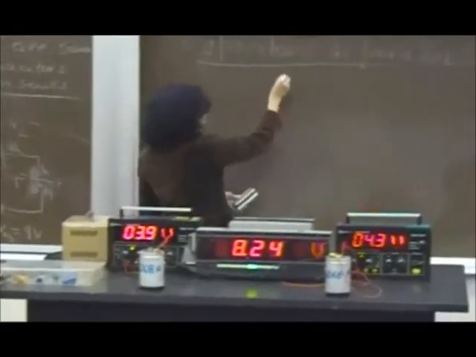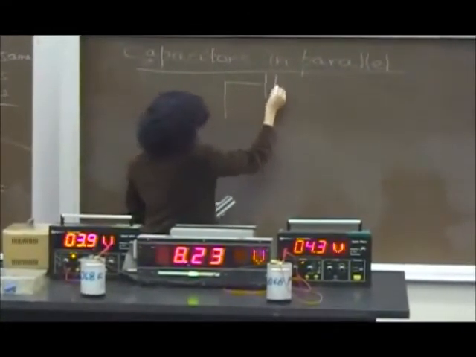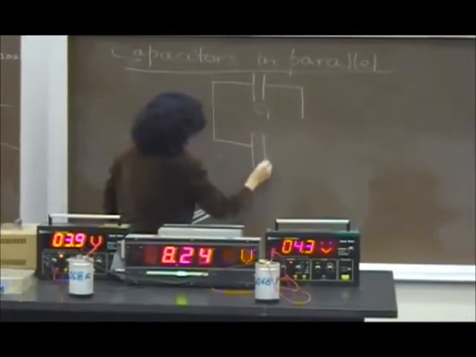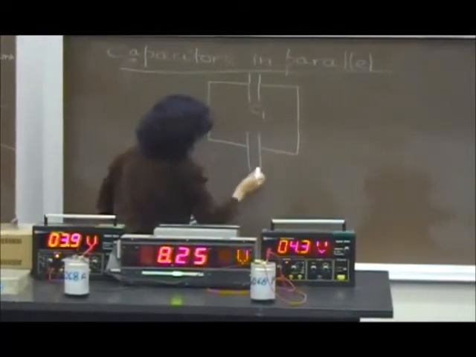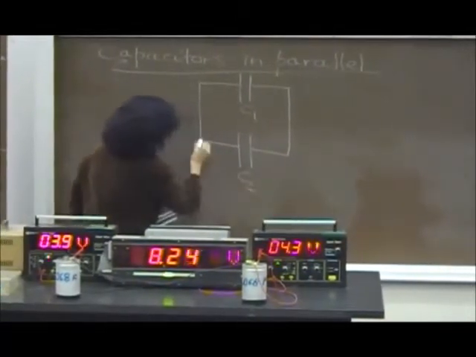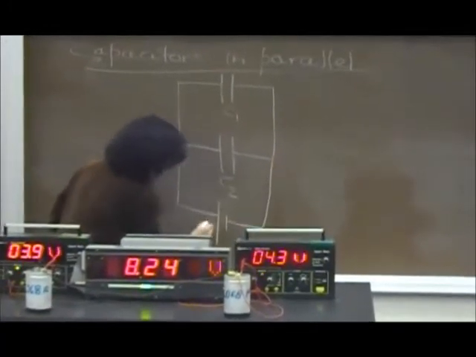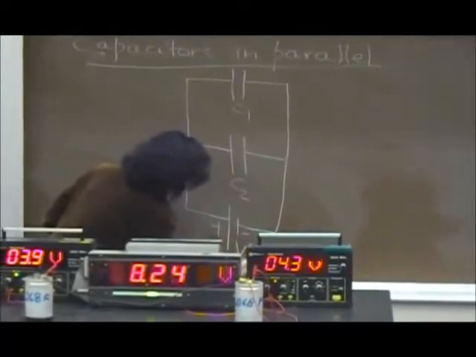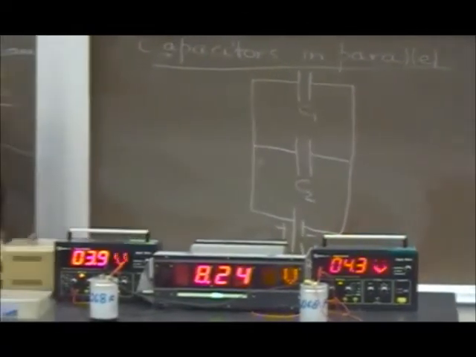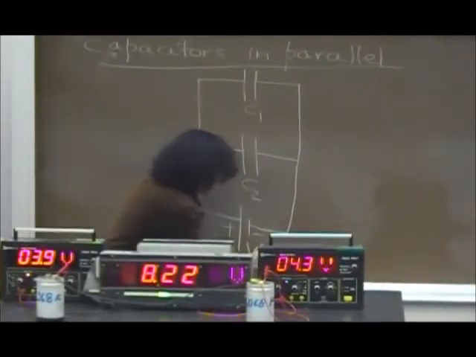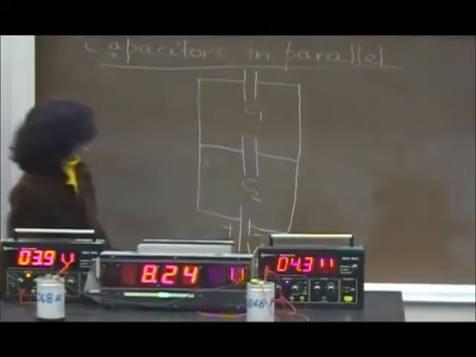Okay, so suppose you have one capacitor with capacitance C1 and another capacitor with capacitance C2, and they are connected to the battery like this. Here is a battery which has a voltage VAB. Maybe this is a 9-volt battery, maybe it is a 3-volt battery. Let's make it a 9-volt, it doesn't really matter.